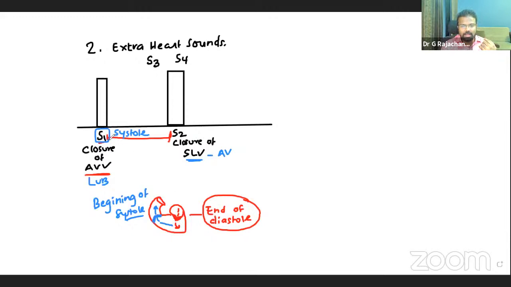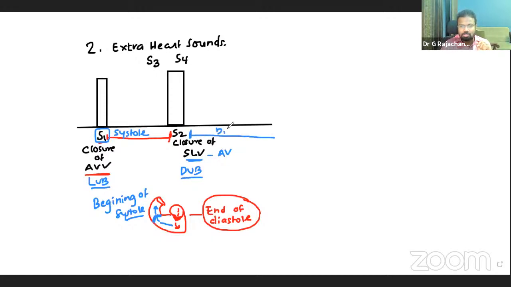So S1 marks the beginning of the systole, and S2 marks the conclusion of the systole. So in fact, when you hear the sound lub, that means the systole has started. When you hear the word dub, that means what happened here? The systole is concluded. That means from S2, what is beginning?